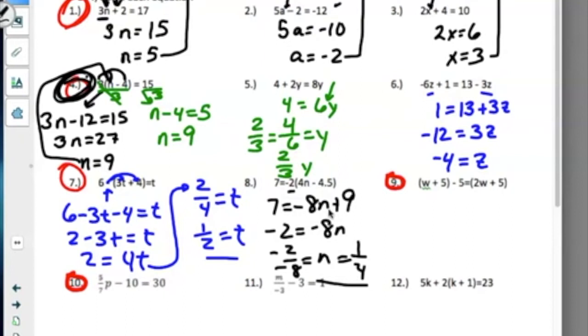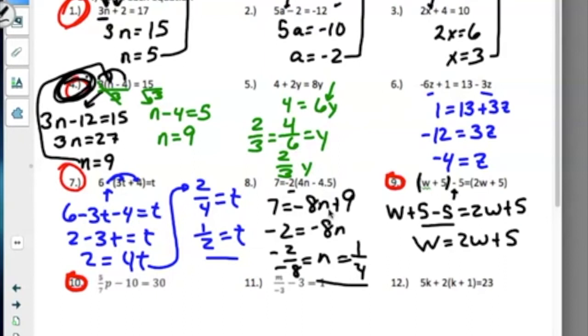In 9, this looks really tough, but you see that subtract? The subtract follows everything, so this is really just w plus 5. The parentheses just drop away. Minus 5 is equal to 2w plus 5. Because now there's nothing outside these parentheses for me to do anything with, that's going to be 0. So w is equal to 2w plus 5. I subtract 2w from both sides and I get -w is equal to 5. So I divide and I know that w must therefore be -5.